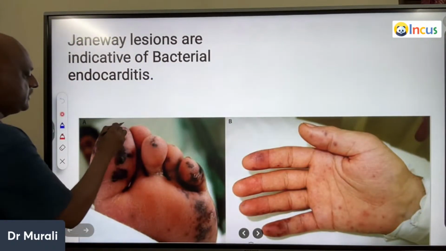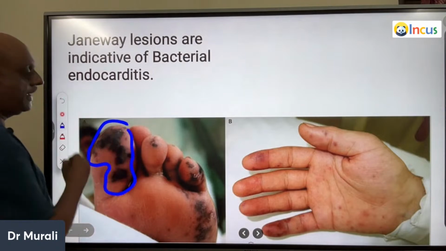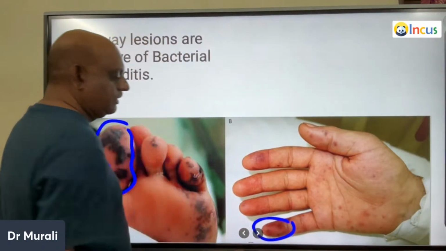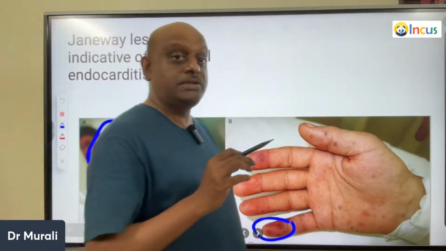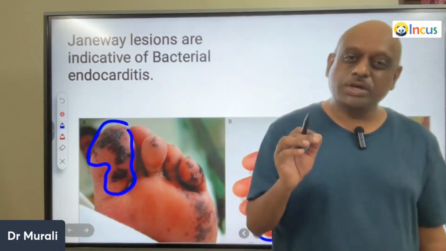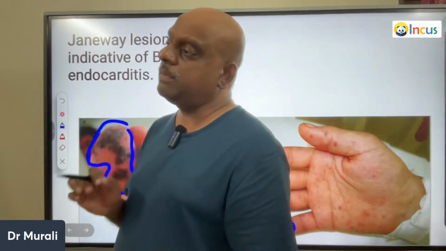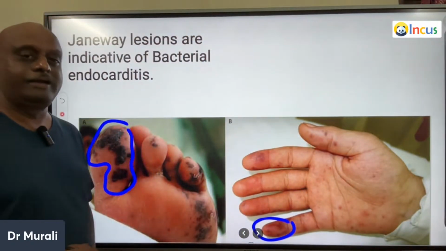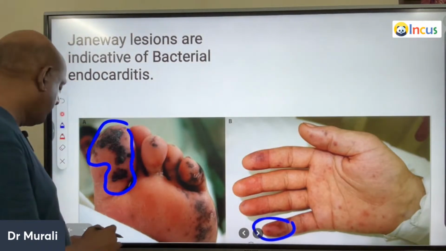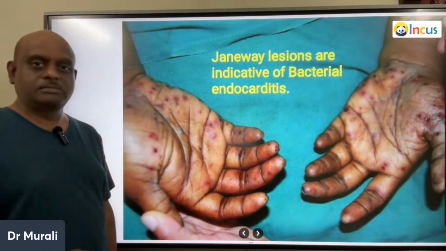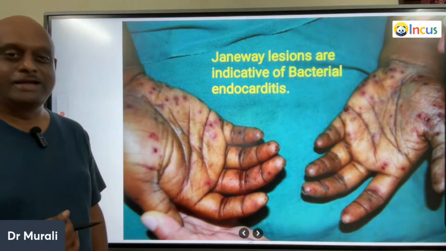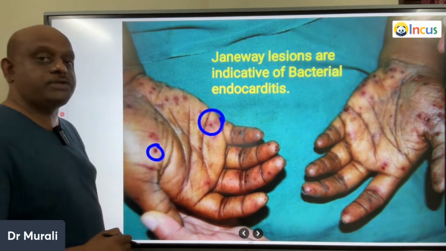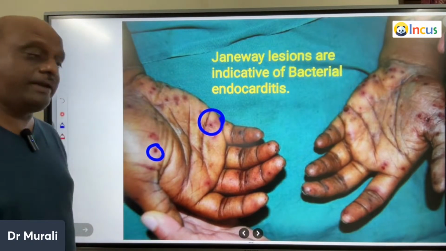Now, these are the lesions, the hemorrhagic lesions, which you are able to see. You are able to see here also. What are these called as? Janeway lesions. Janeway lesions are the hallmark of infective endocarditis is what you should remember. You should know how to recognize it in the exam. This is another classical example of the Janeway lesions. You can see the hemorrhagic lesions which are called Janeway lesions.